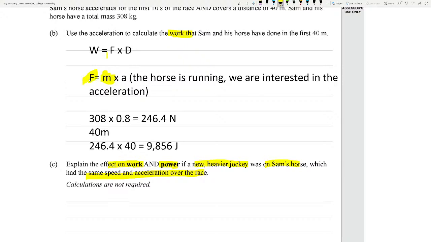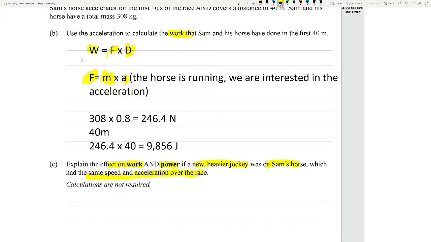That means the force is going to be greater, isn't it? Because it just makes sense, right? The acceleration is the same, but your mass is greater, therefore your force will be greater because your mass is increased. And if your force increases, and you're running the same length, then your work would have increased. Okay, so that's how it works.